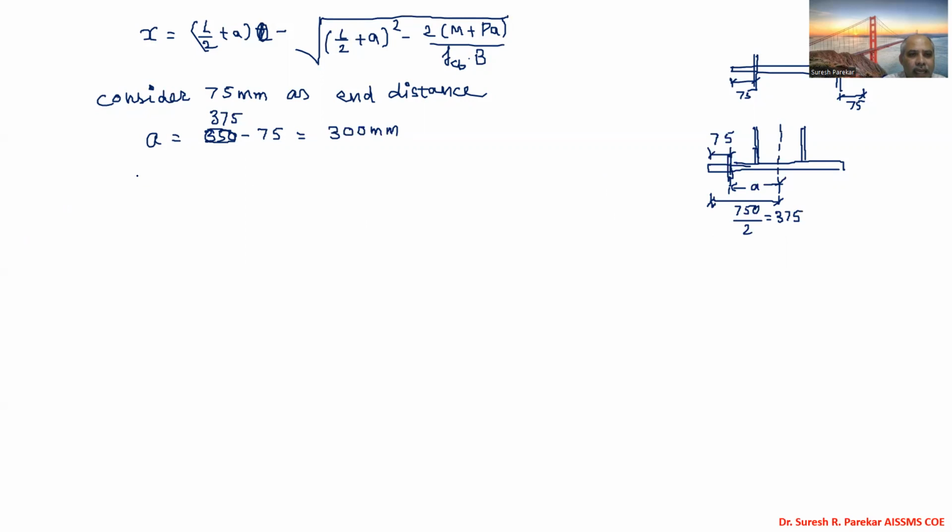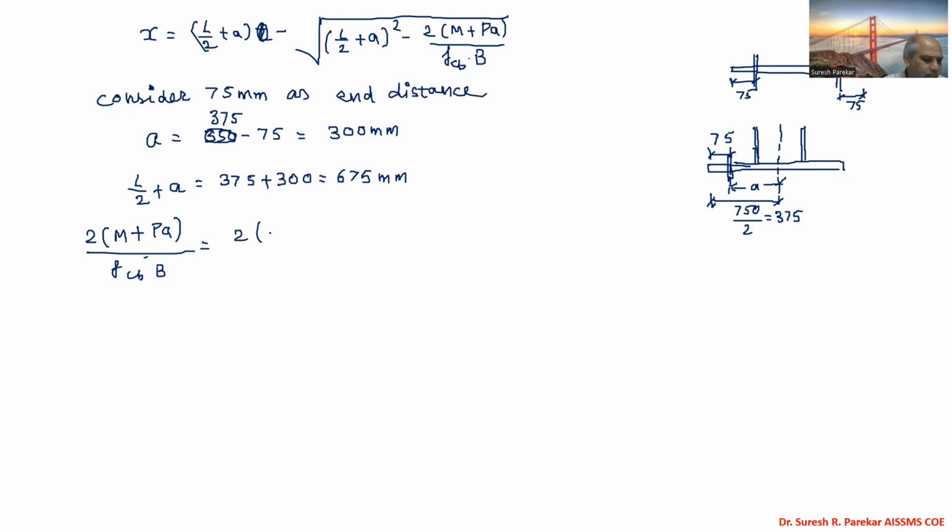Now we have L by 2 plus A. So L by 2 we have 375, plus A we have 300, and we will get this value, that is 675 millimeters. Now 2 in bracket M plus P into A divided by FCB into B.